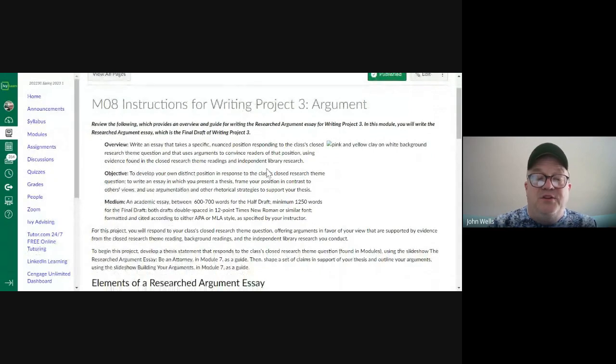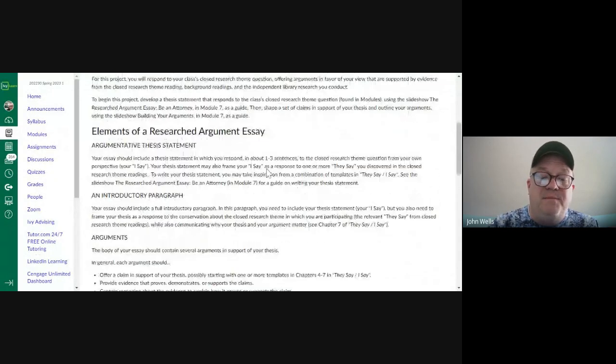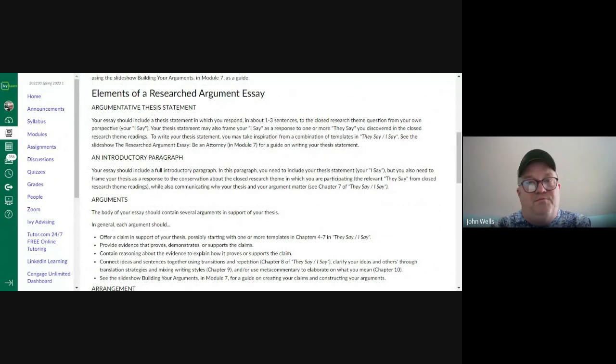And then we have the instructions again for the final argument. We've already looked at this a couple times. I just like to reiterate the fact that I will be looking for things such as no first person, right? There's no I, no me, no we, no our, things like that. Those are way too casual and they take away from the argument, right?